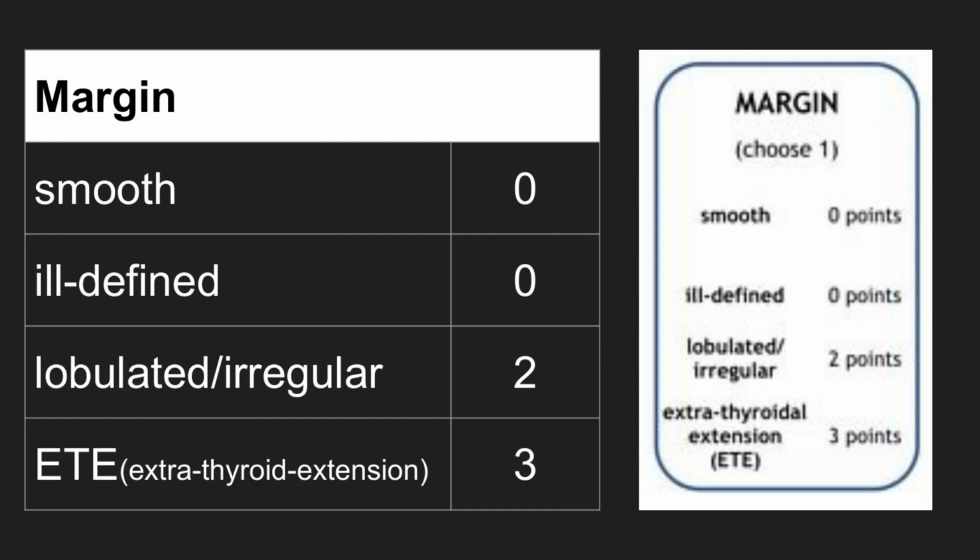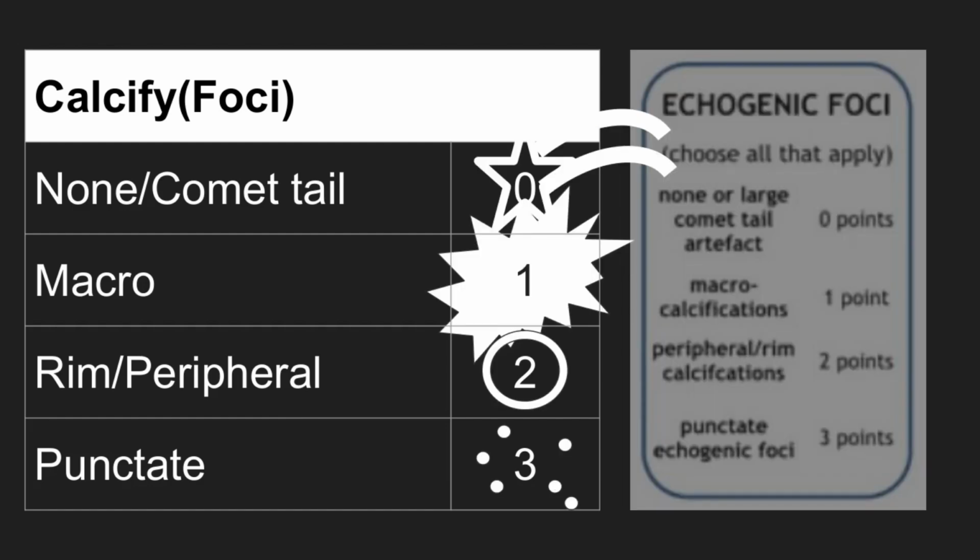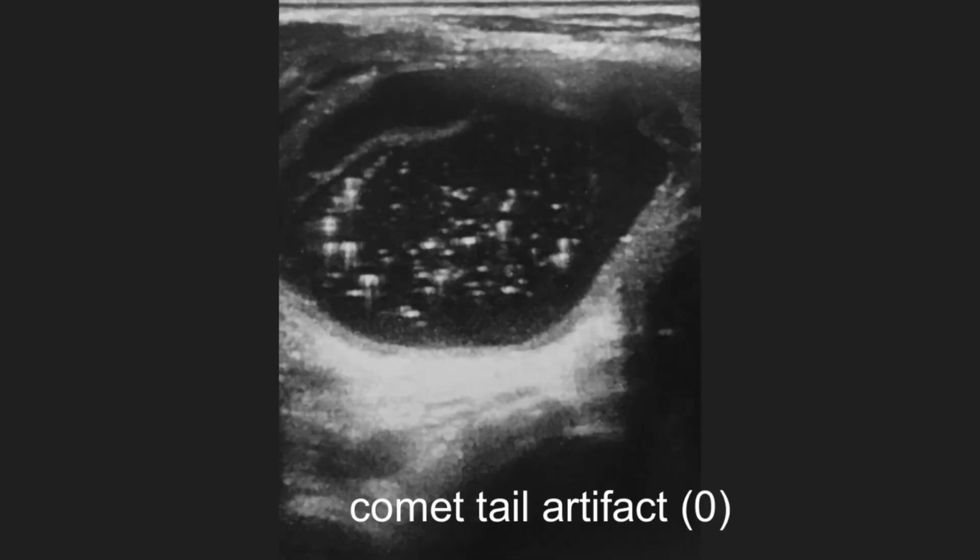No good key to memorize here though. Last seismic feature is calcification. No calcification or comet tail is fine, gets 0 points. Macro, or too big, more than 10 millimeters, gets 1 point. Rim or peripheral calcifications get 2 points. Punctate calcifications get 3. Some silly drawings were provided here to help memorize. A picture of comet tail, good guy, 0 points.